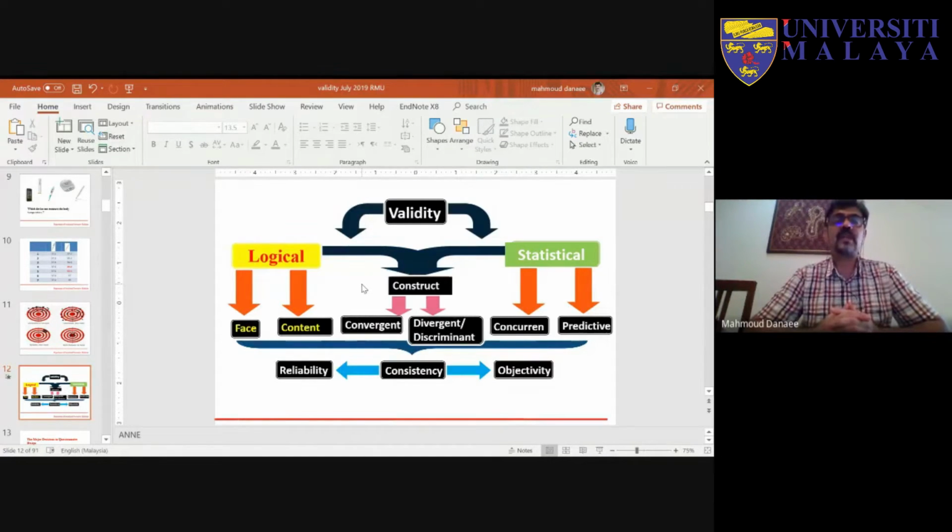This evaluation is 100% qualitative. So qualitatively, you have to evaluate the content of the instrument. Of course, the main focus is content, but besides the content, you also need to check the face. What does it mean, face validity? What do you think about face validity?